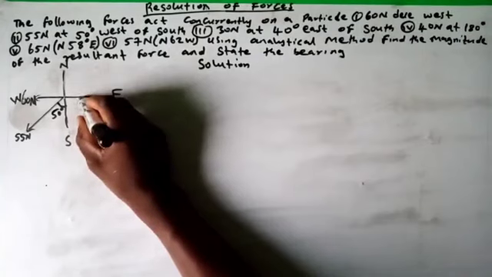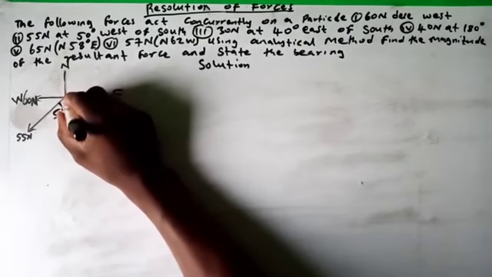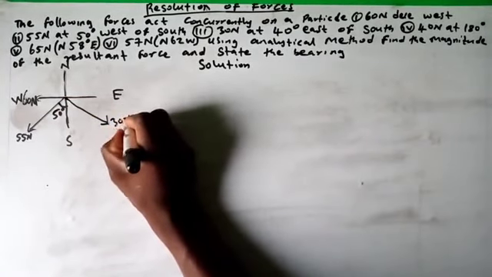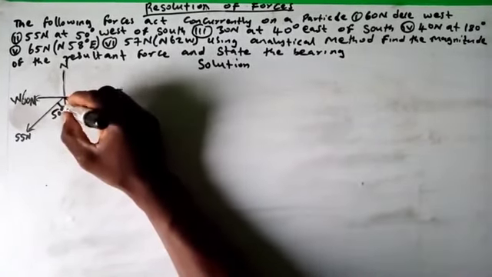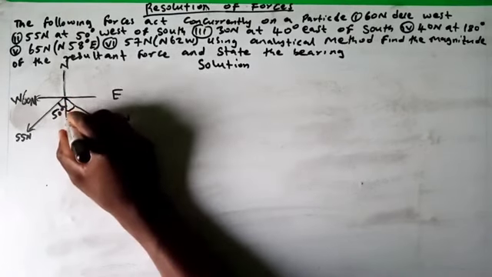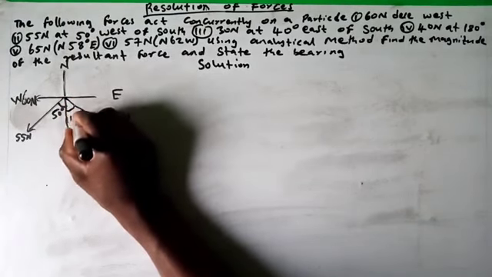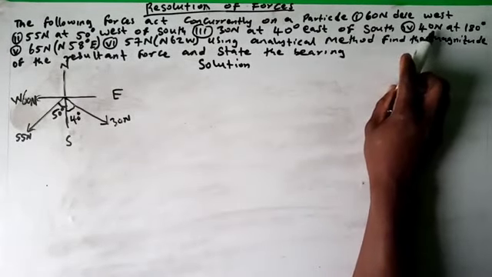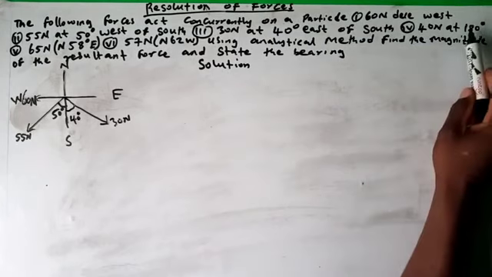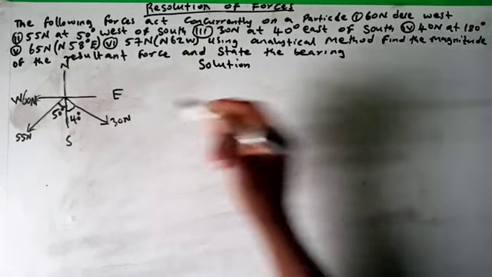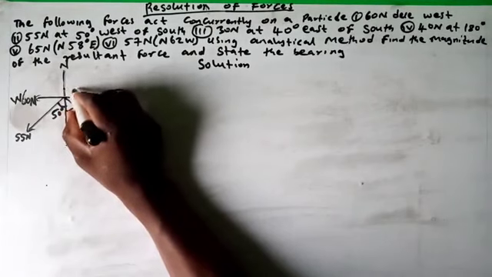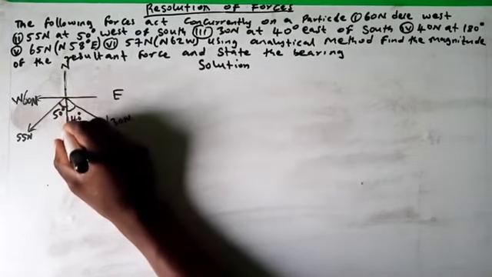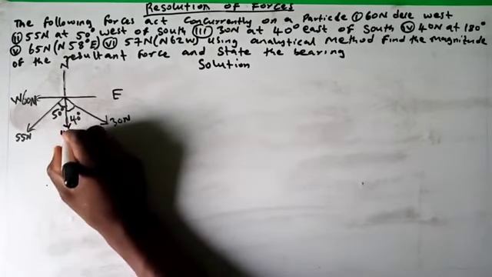The next force is 30 Newton at 40 degrees east of south. East of south. So the next force is here, and it's 30 Newton. East of south, we have here as 40 degrees. The next force is 40 Newton at 180. This 180 is a three-figure bearing, so we start from the north and move clockwise 180. Therefore, the force is acting due south. So here is 40 Newton.